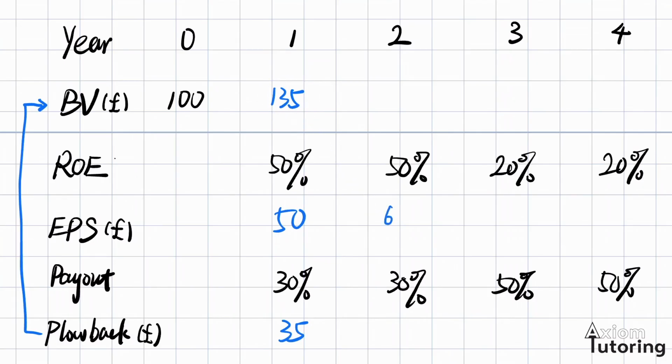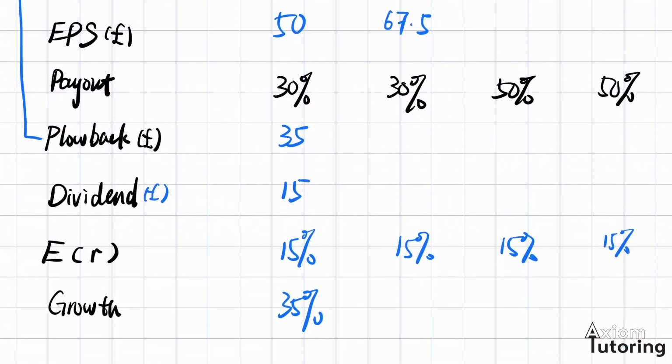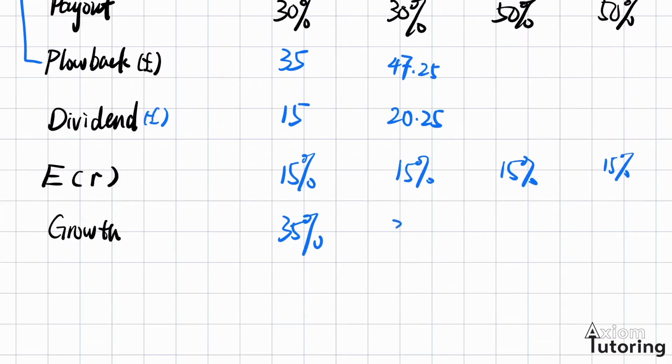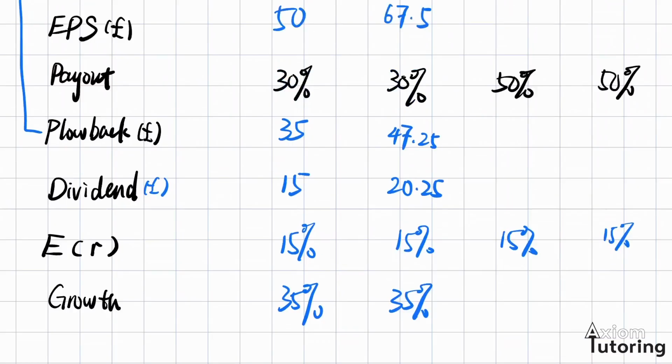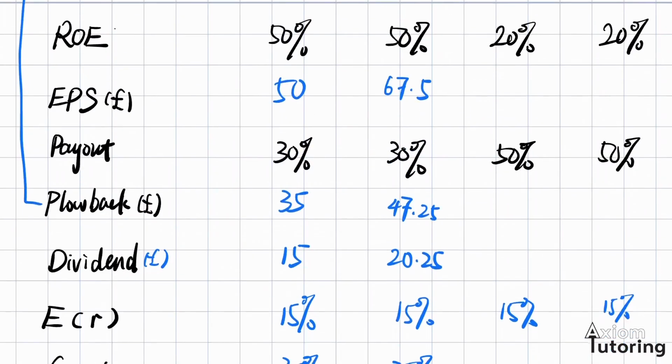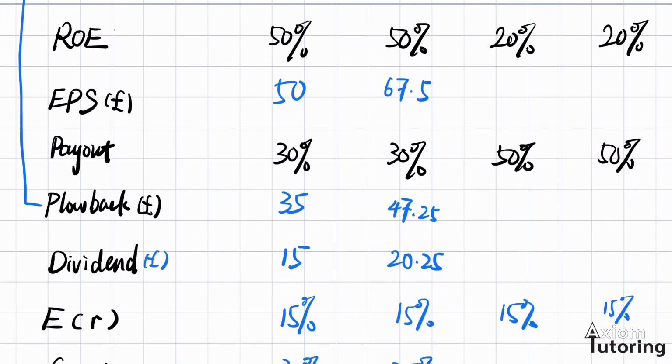which is 67.5. Okay, and then the payout is 30%, so the dividend is 20.25, and the plowback is going to be 47.25. Okay, and again, the growth is also 35% here. Okay, right, now we enter year 3.